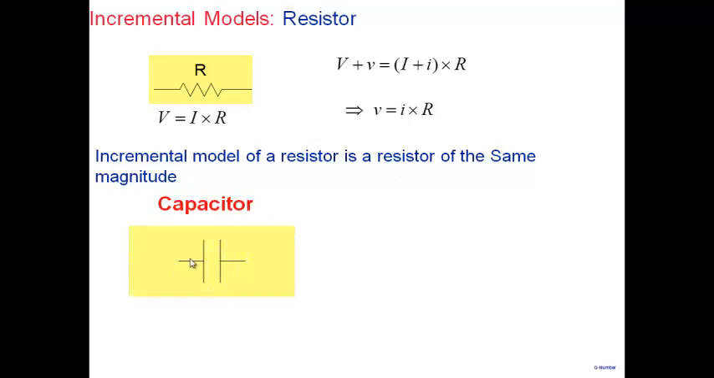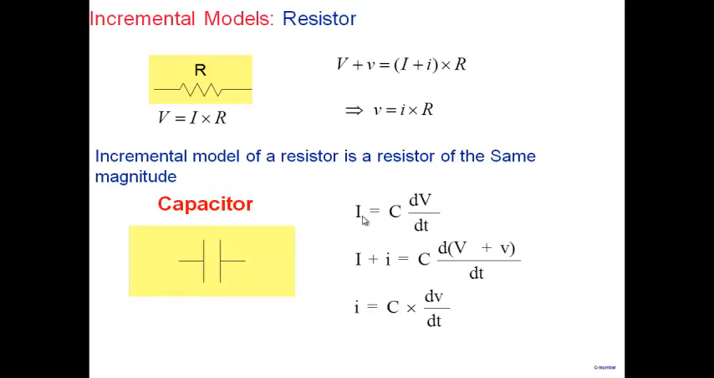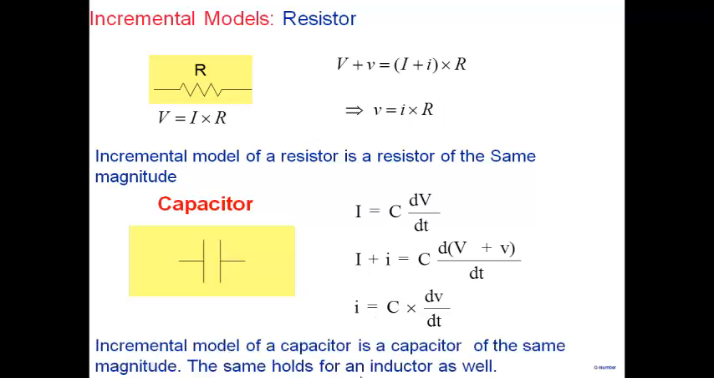Nothing changes here. What about a capacitor? Well, we can do the same thing. I equals C dV by dt. We change the voltage across a capacitor by a certain amount v here. The current would change by a certain amount i here. The relationship between incremental current and incremental voltage is still the same: i equals C dv by dt. Capacitors also don't change. They remain the same. And the same thing goes for an inductor. Inductors also don't change. Capacitor is the same, inductor is the same, resistor is the same, nothing changes there.